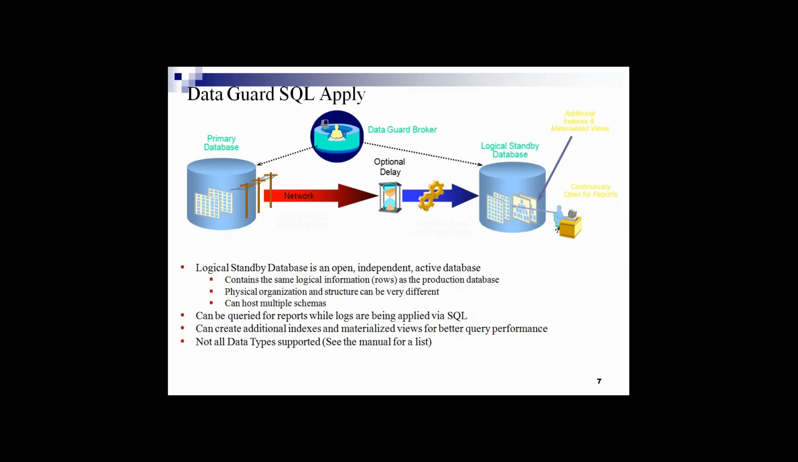It contains the same logical information, meaning the logical data will be the same as the primary data, but it will have its own tables. Physical organization and structure are different, which is why it differs from the primary database. It can host multiple schemas. As I have already told you, it can have multiple tables also. It can be queried for reporting while logs are being applied by SQL. I already told you what logs are traversed from primary to the standby.